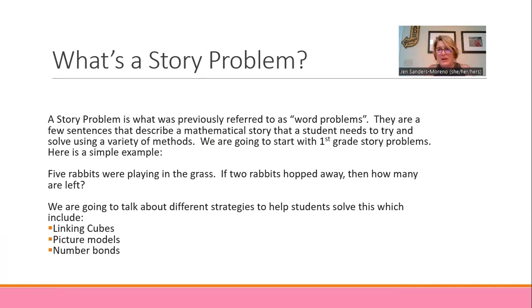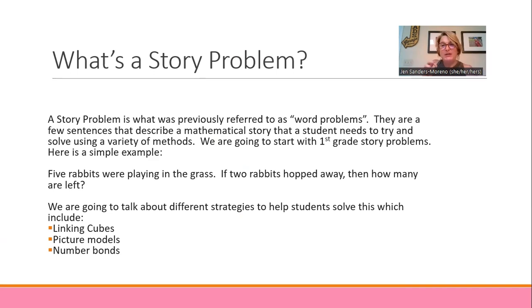Let's look at an example of a simple type of first grade problem. So here we've got 5 rabbits were playing in the grass. If 2 rabbits hopped away, how many are left? So we've got the scenario of 5 little rabbits, 2 are hopping away. So we want to see what's left. Now, obviously, it would be fantastic if they were already thinking about 5 minus 2 equals 3, but they might not be there yet, okay?